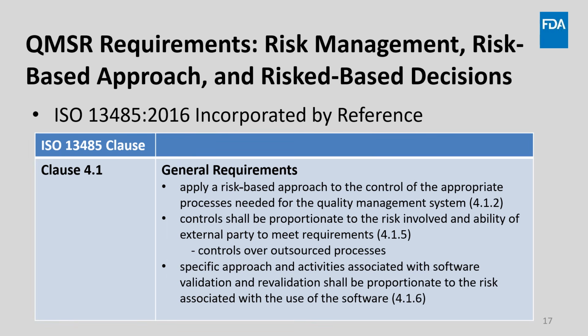Under Clause 4.1 General Requirements, organizations must apply a risk-based approach to control appropriate QMS processes. Controls must be proportionate to the risk involved and the external party's ability to meet requirements for outsourced processes. Additionally, software validation and revalidation activities must be proportionate to the risk associated with software use.